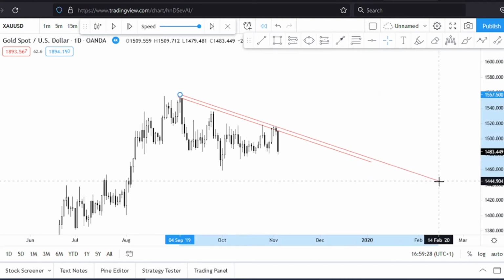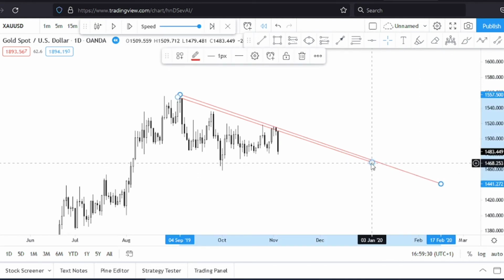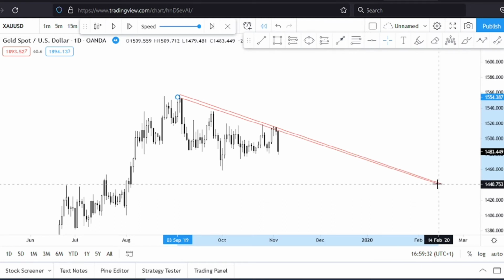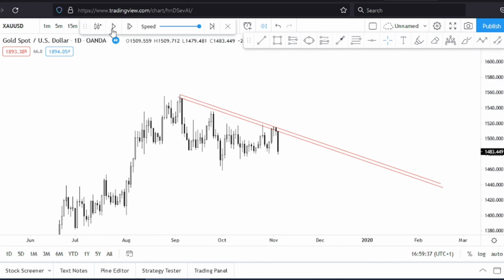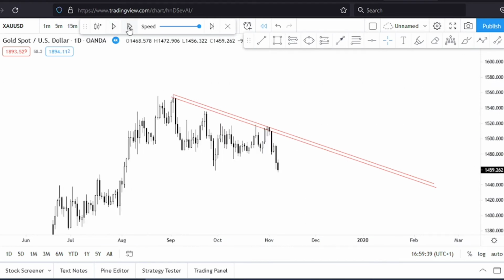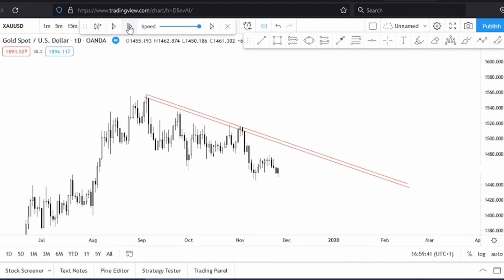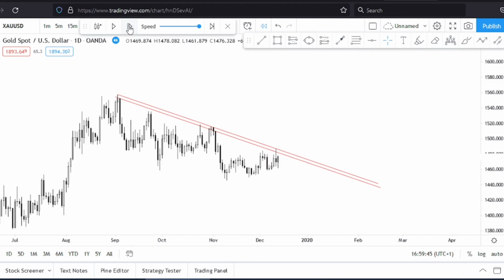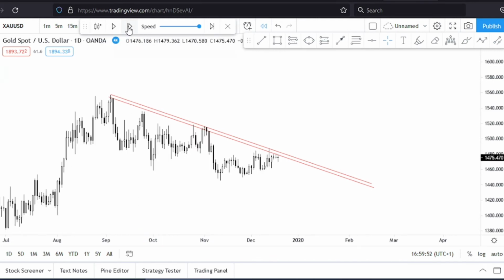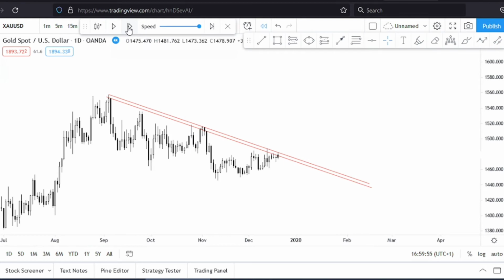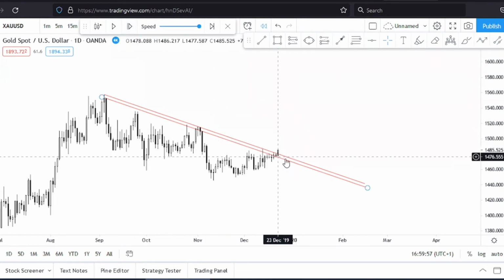Let me just draw this down and give it enough room. All right, perfect. So let's go. Price got there and rejected immediately. So price is still around there. So this is the first time price has broken out of this area over here.